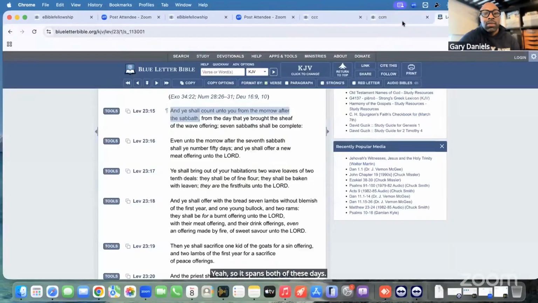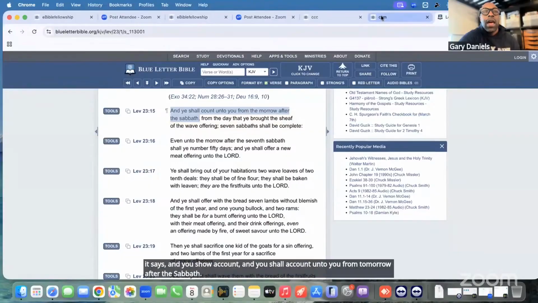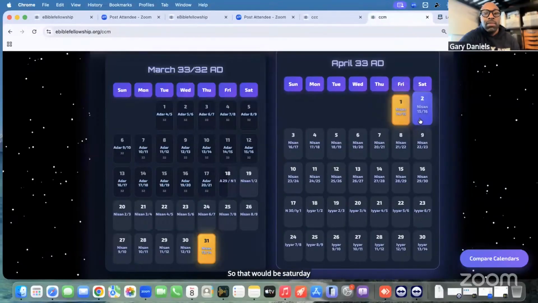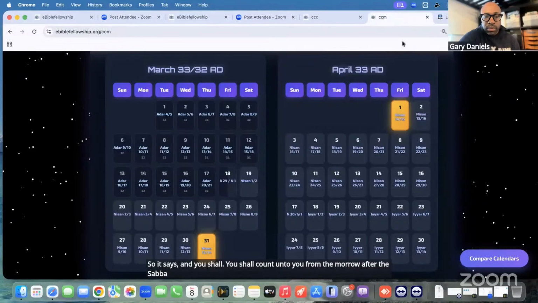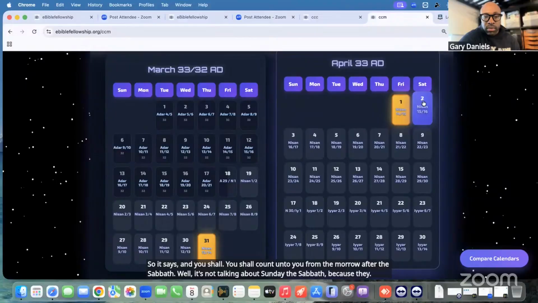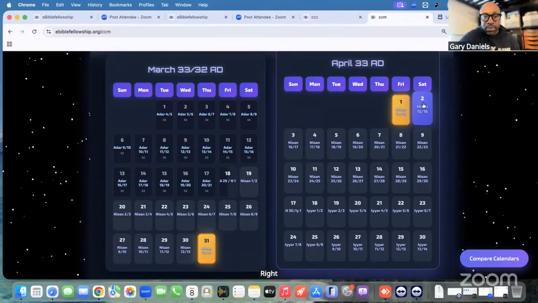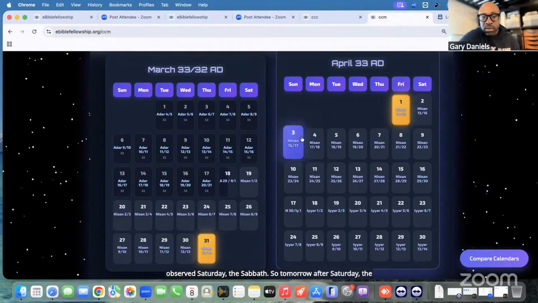However, it says, and ye shall count unto you from the morrow after the Sabbath. So that would be Saturday, 6 p.m., part of this day and part of Sunday, right? But this is where you start to count. It's not talking about Sunday the Sabbath, because they observe Saturday the Sabbath. So the morrow after Saturday the Sabbath would be Sunday.